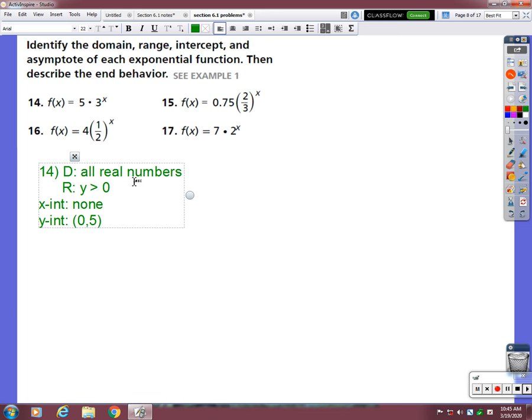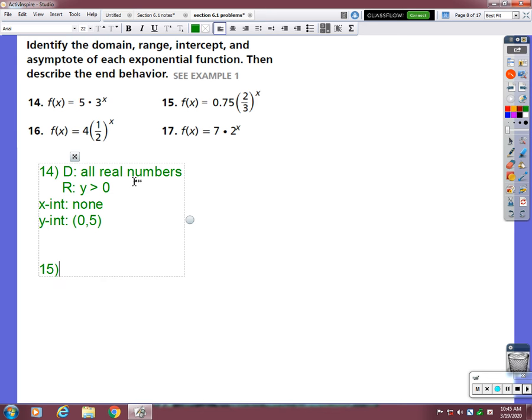What else we got? Okay, and then I don't want to write out the end behavior, so I'm just going to tell you. The end behavior of that one would be as x approaches negative infinity, y approaches 0, and as x approaches positive infinity, y also approaches infinity.